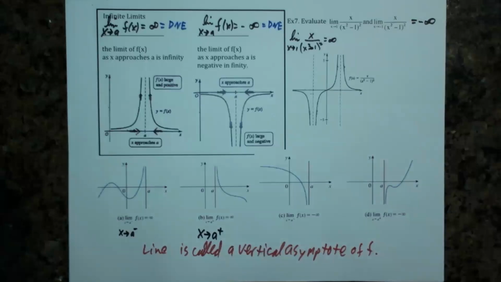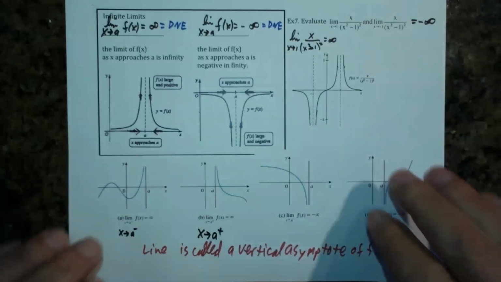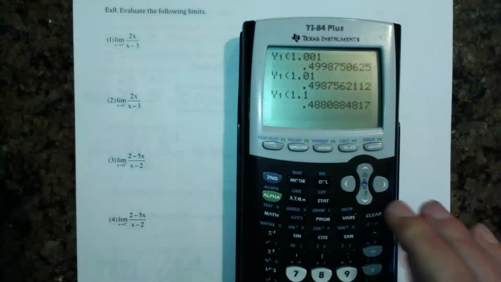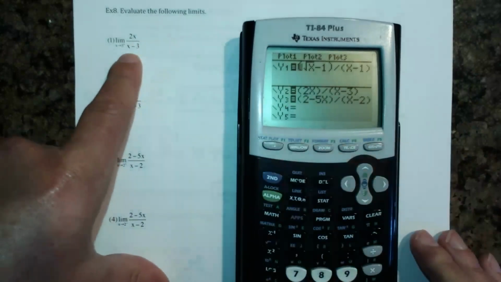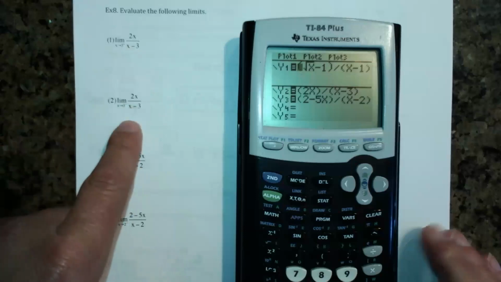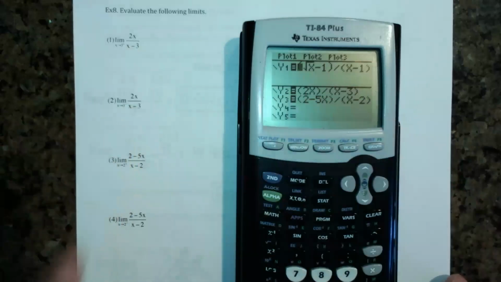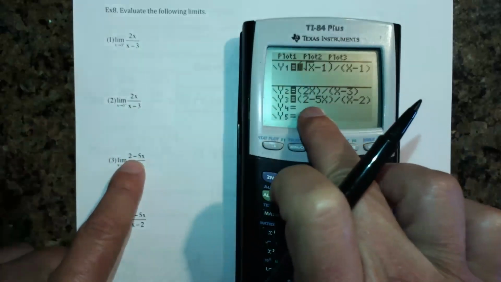All right, let's do some more limits here on page 3. All right, let's refocus that. What I'm going to do is I have already put into my calculator this function 2x over x minus 3. That's for these next two here. And that's my y2. So you may want to pause this, take a minute and put that into y1 or y2. And then the second function I have in y3.